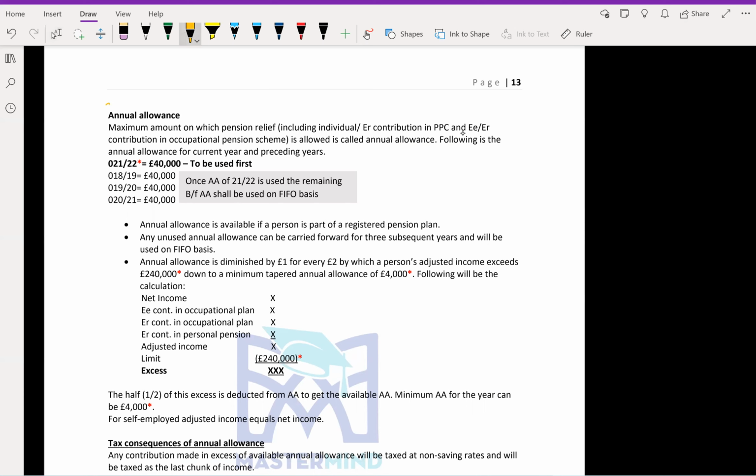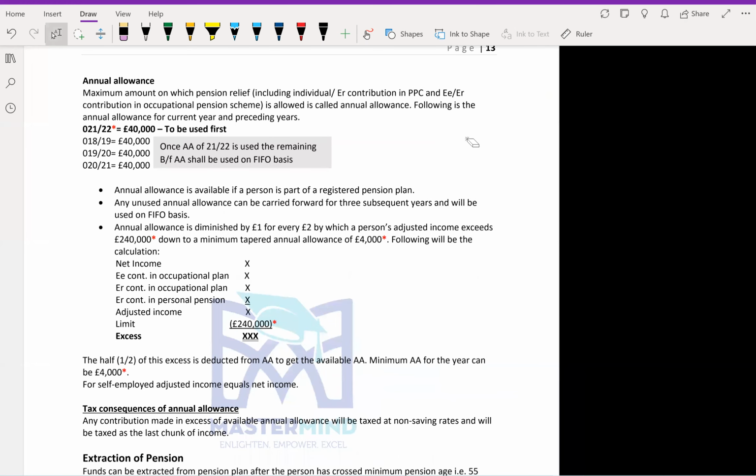Now, this restriction is called the restriction of annual allowance. Just like personal allowance, you have 12,570, you've got an annual allowance available just for pensions. Annual allowance means that, let's say you have made total contributions, because what does it say? Maximum amount on which pension relief, including individual or employer contribution in personal pension contribution and or occupational pension scheme. So that means 4 contributions we're talking about.